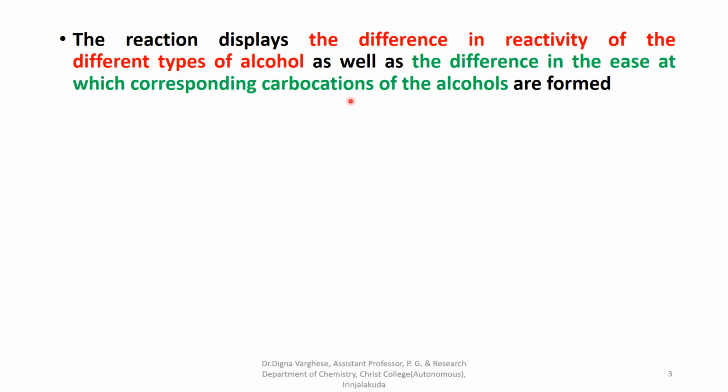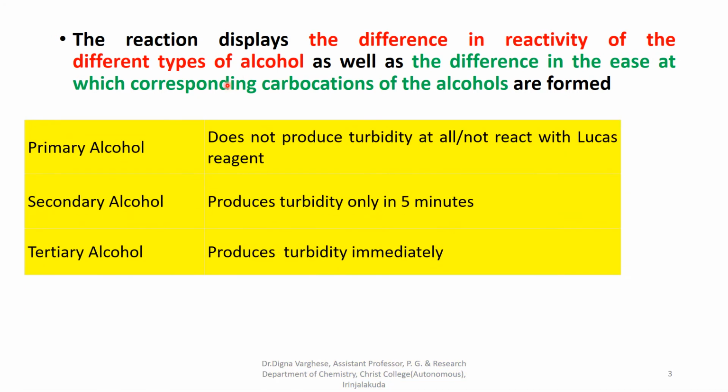We know that the stability of the carbocation is in the order tertiary greater than secondary greater than primary. So these two pieces of information will be obtained after this type of reaction. Here you can see the primary alcohol, secondary alcohol, and tertiary alcohol that will react with a Lucas reagent. What is a Lucas reagent? We know it is a solution of anhydrous zinc chloride in concentrated HCl.